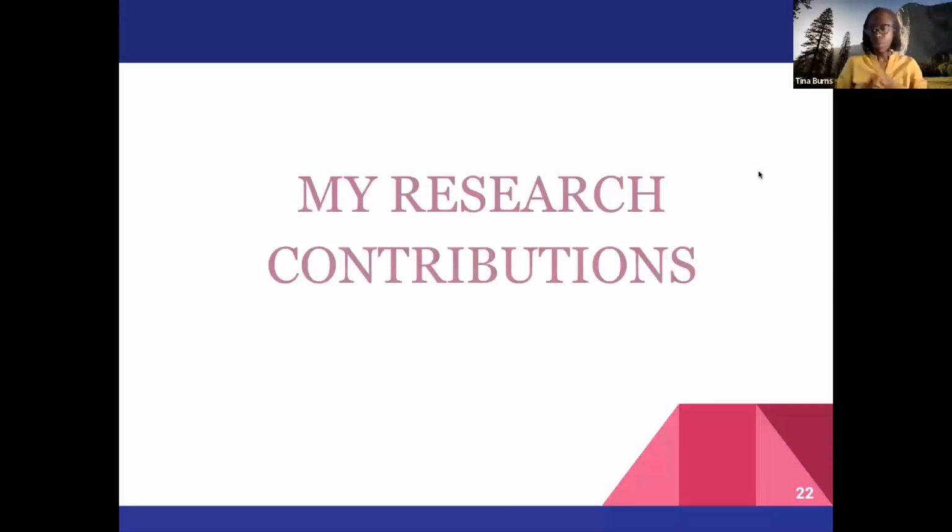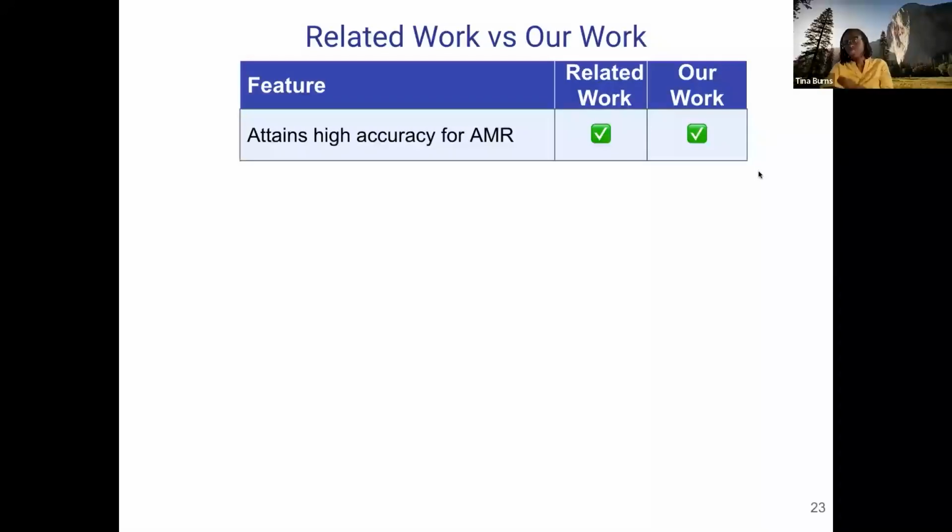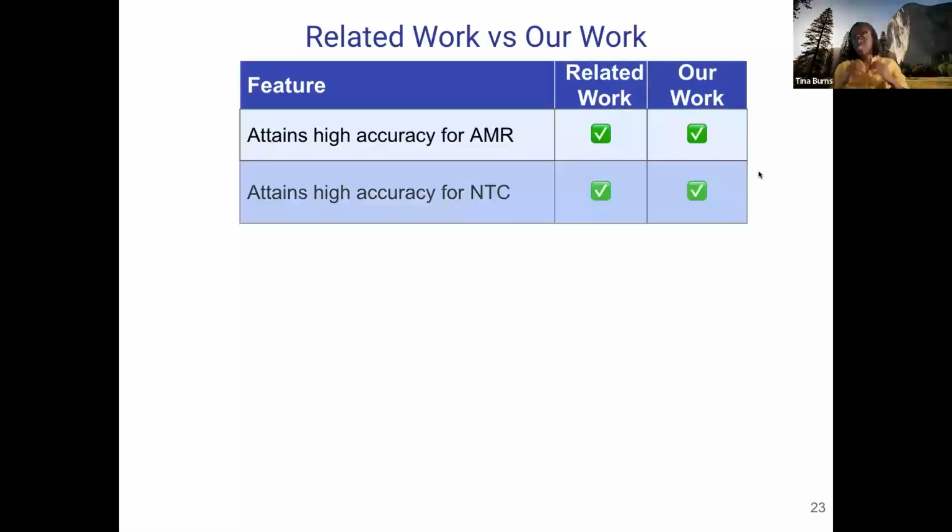So let's talk a little bit about my research contributions. As we're looking at related work, a lot of related work has been done in automatic modulation recognition and using neural networks to classify them, and they've gotten pretty high accuracy. Same thing in terms of network traffic classification. A lot of work has been done on it.